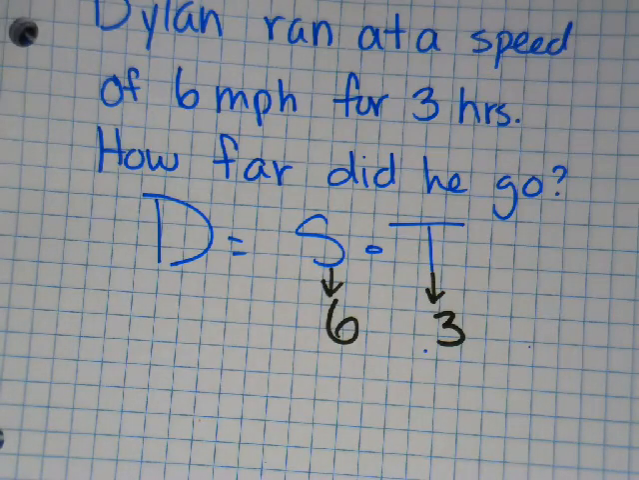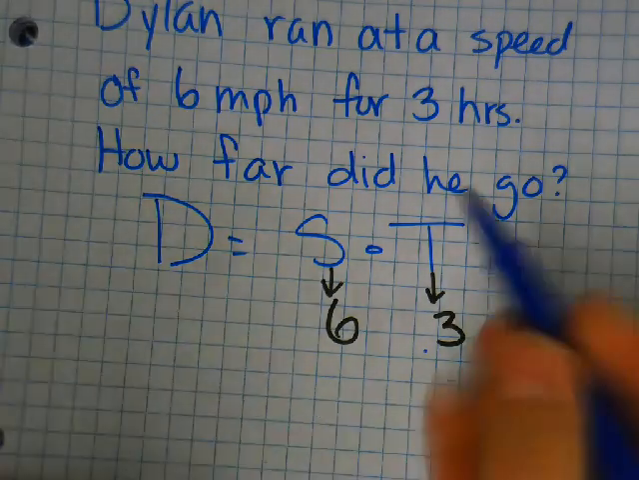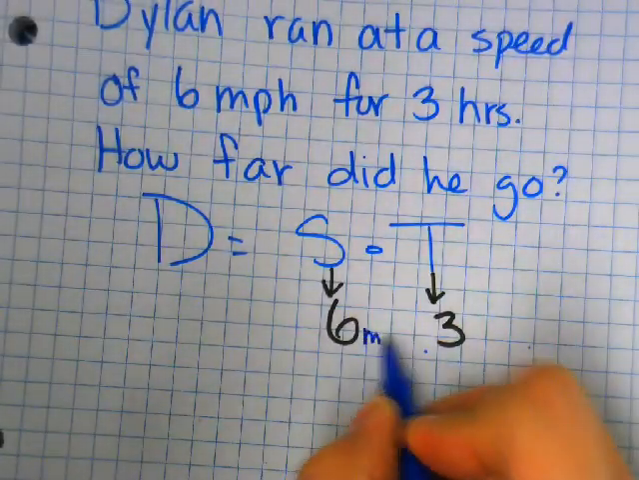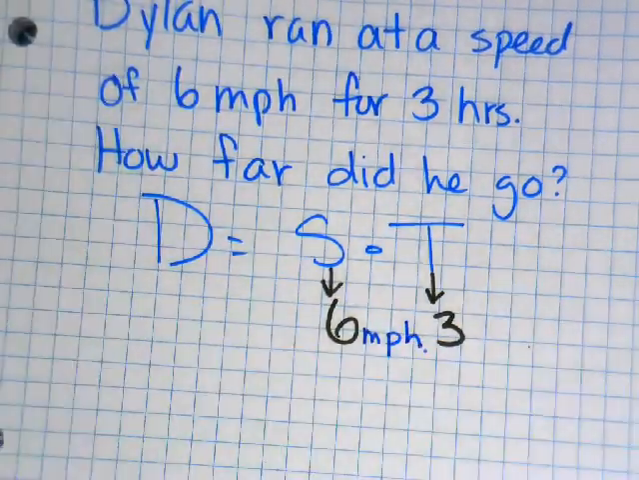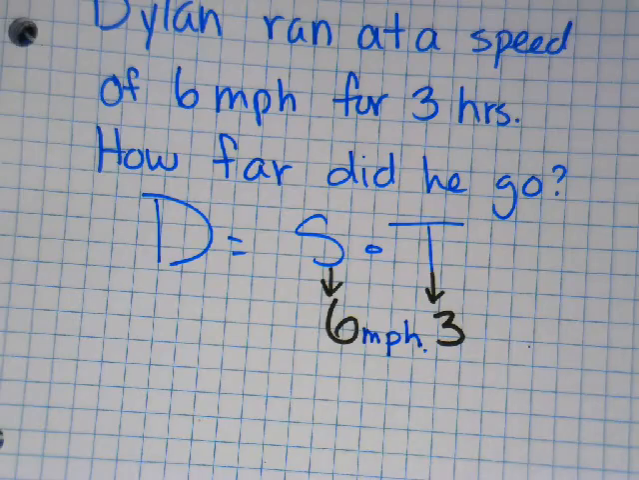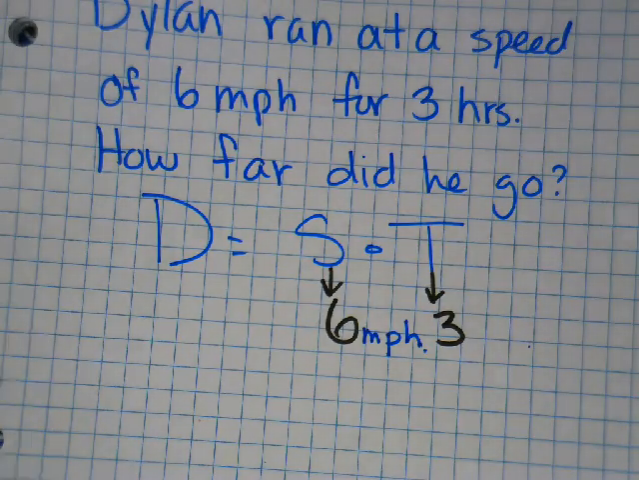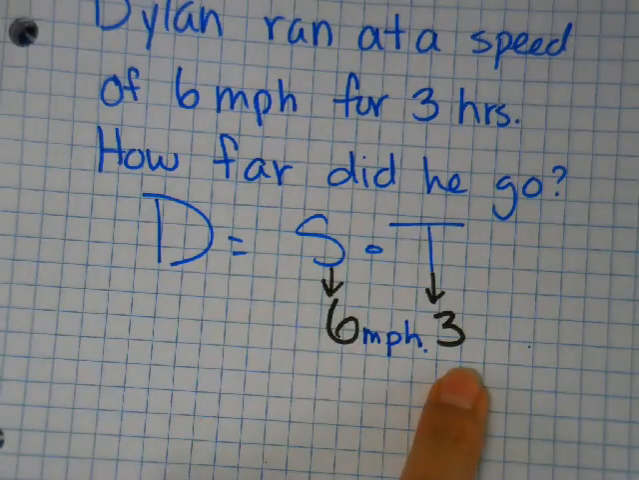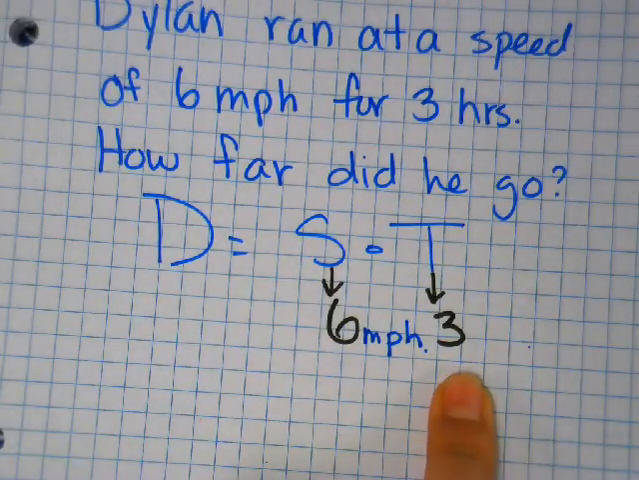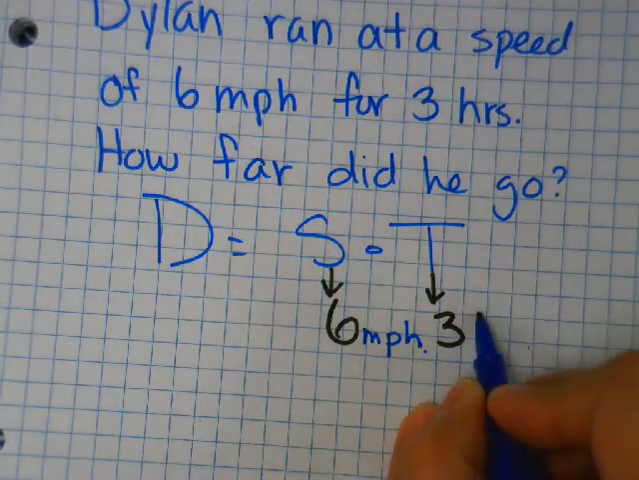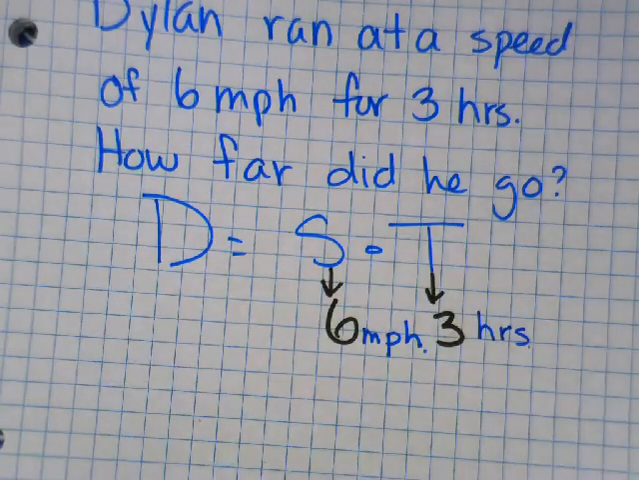Wait, so do I put miles per hour, like the letters? Yes. M P H. Can you abbreviate? Yes. Can you write it all out? Yes. Do you have to write something? Yes. Okay, 3 what? 3 alligators? 3 what? Hours. Okay.